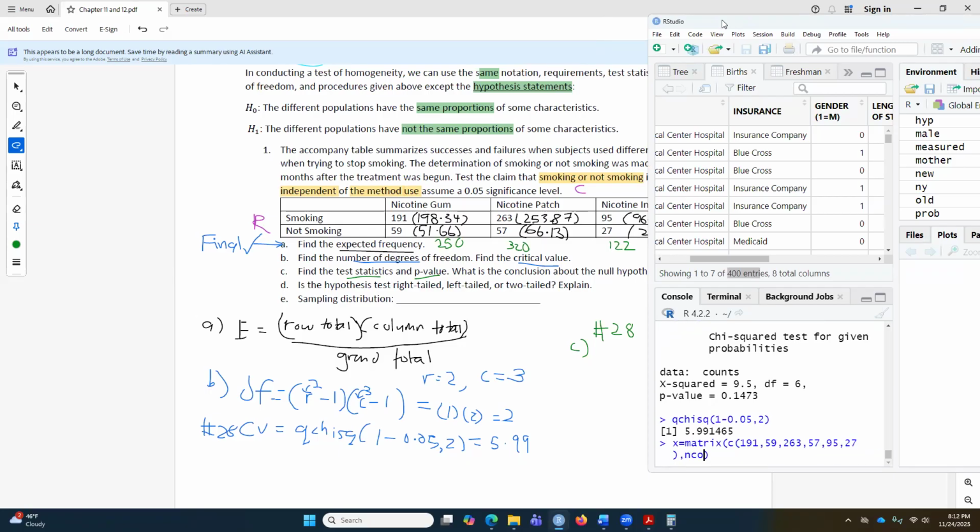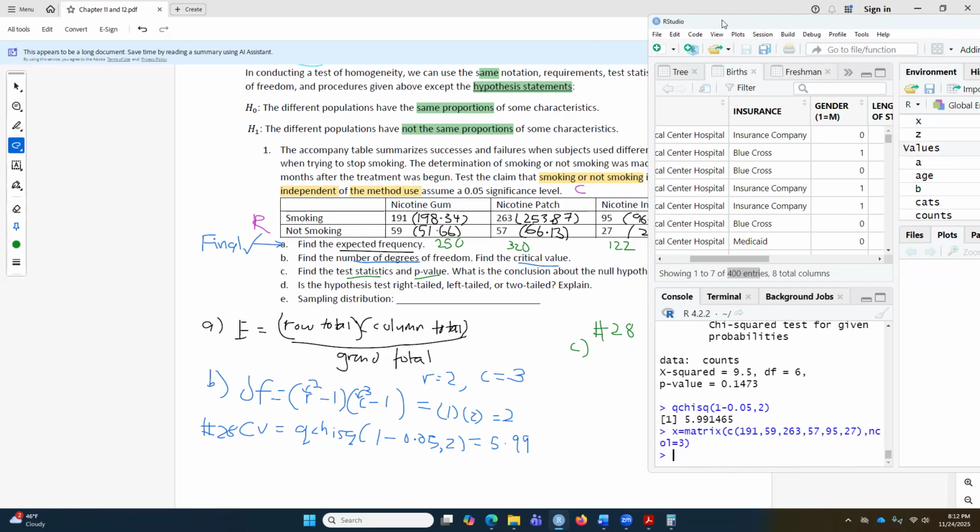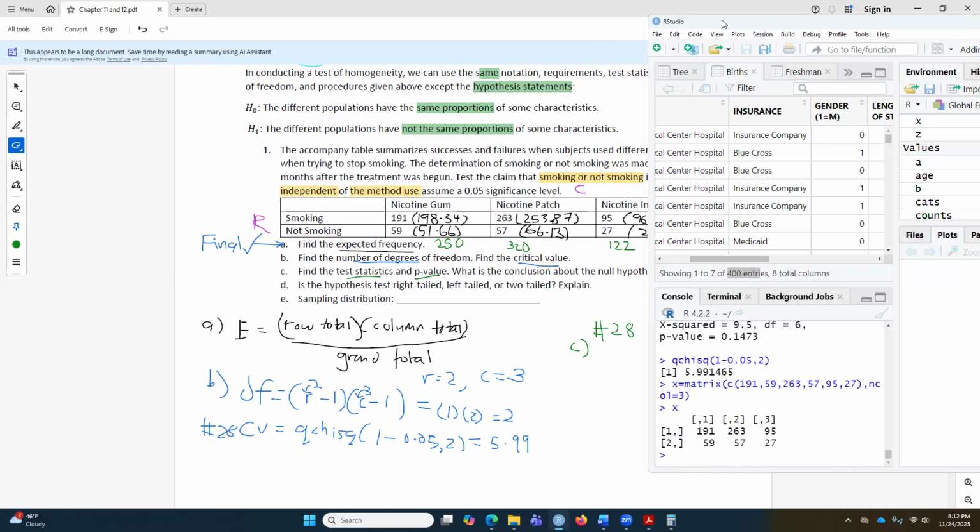Put a comma, and then you put ncol. Ncol means how many columns do we have? There will be 3 columns: nicotine gum, patch, and inhaler. Once you type this matrix out, just press X equals 2. That is to check that the matrix you built is the same as the contingency table given in the question, which in this case, yes, they are exactly the same numbers. If you got different numbers, don't do the next step or the last step.